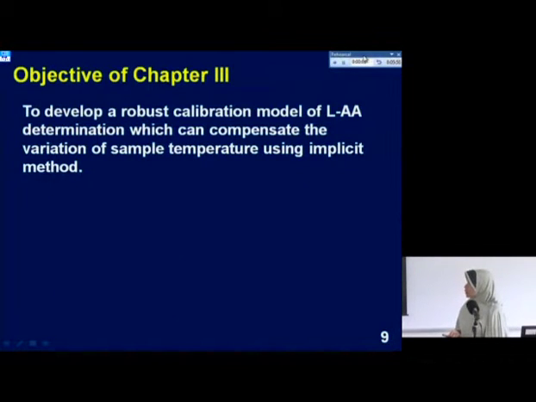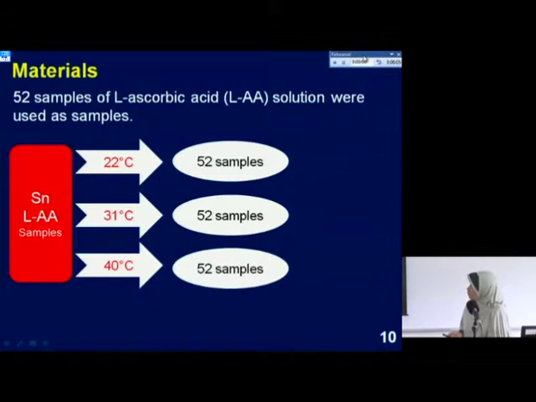So the objective of Chapter 3 is to develop a robust calibration model for LAA determination, which can compensate for the variation of sample temperature using the implicit method. For this, 52 samples were used, and then I measured the spectra of the samples at 3 different temperatures.